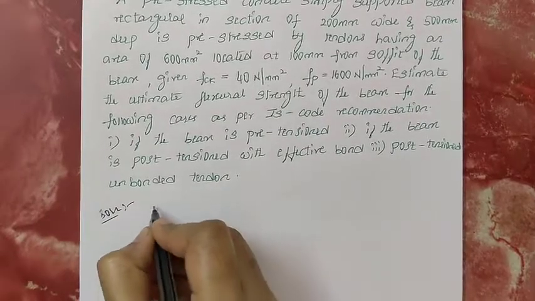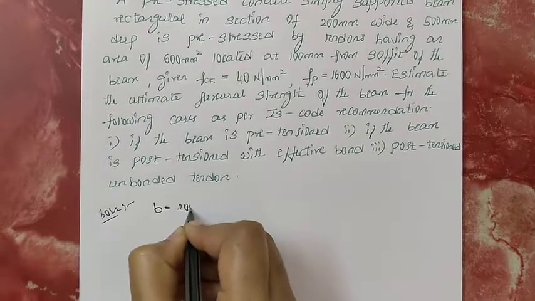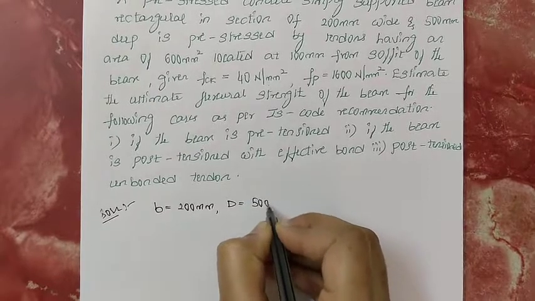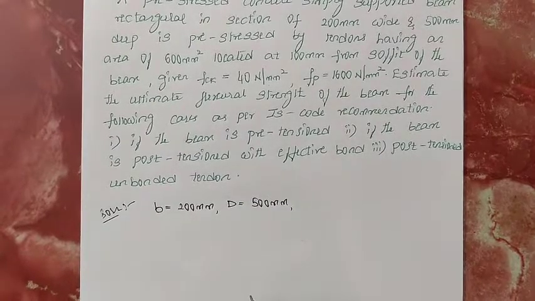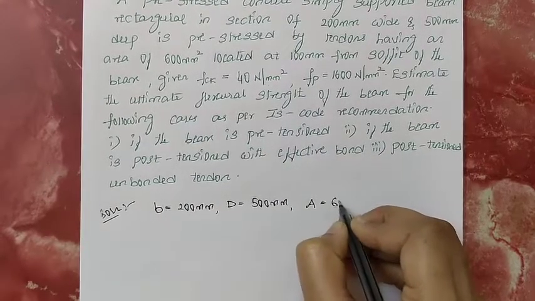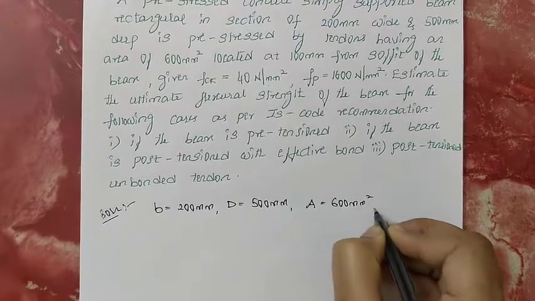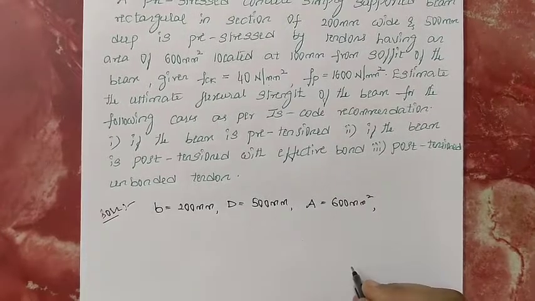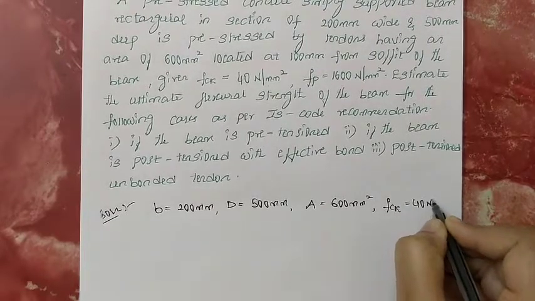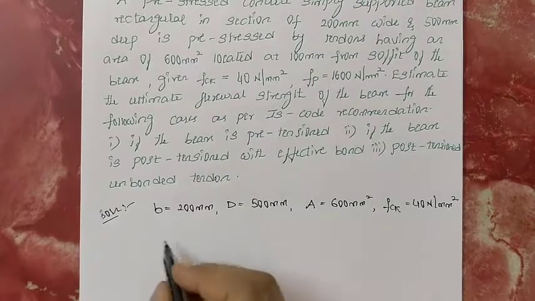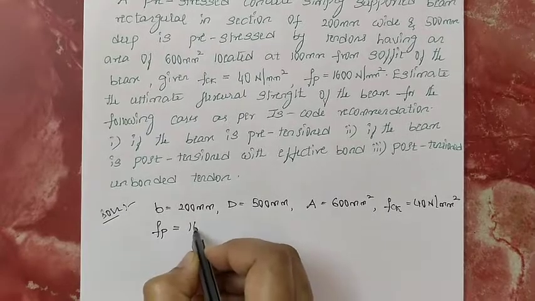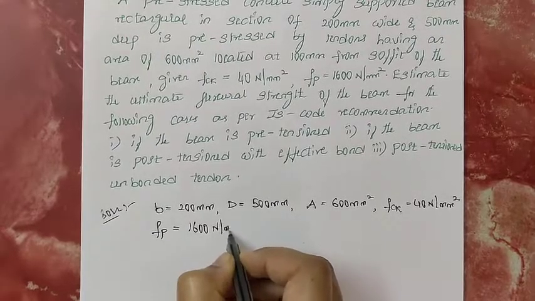Write down the given data, the cross-sectional dimension they have given. Width is 200 mm, depth 500 mm. It is pre-stressed by a tendon. Tendon area they have given, that is 600 mm square, which is located at 100 mm from the soffit of the beam. And FCK, the characteristic strength of the concrete, is 40 Newton per mm square. Then FP, the characteristic strength of the pre-stressing cable, they have given as 1600 Newton per mm square.